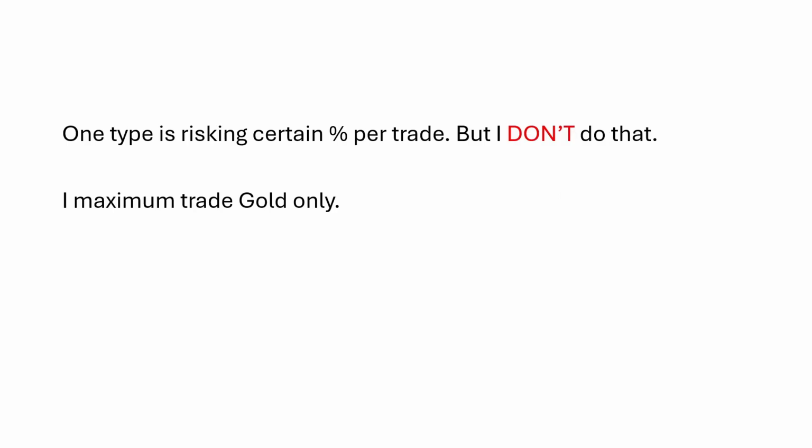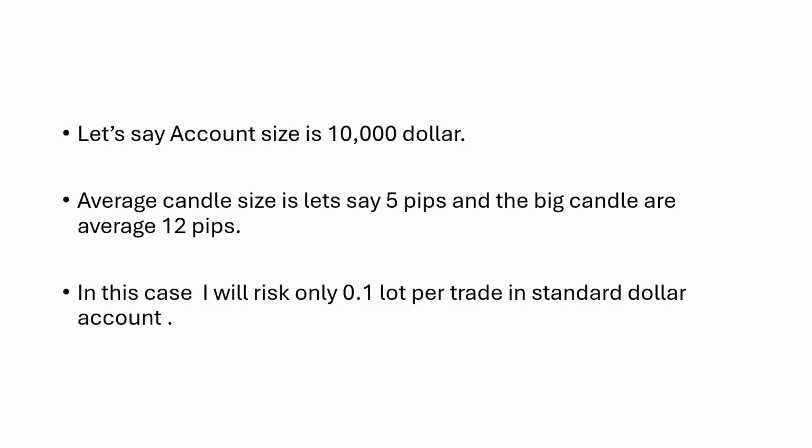Now, one type of thing that you can do is risk a certain percent per trade, but I don't do that at all. So I'll explain what I do. Let's say the account size is $10,000, the average candle size is 5 pips, and the large candles, like an exhaustion candle or a breakout candle, are around 12 pips. In this case, I'll risk only 0.1 lot per trade on a $10,000 account.